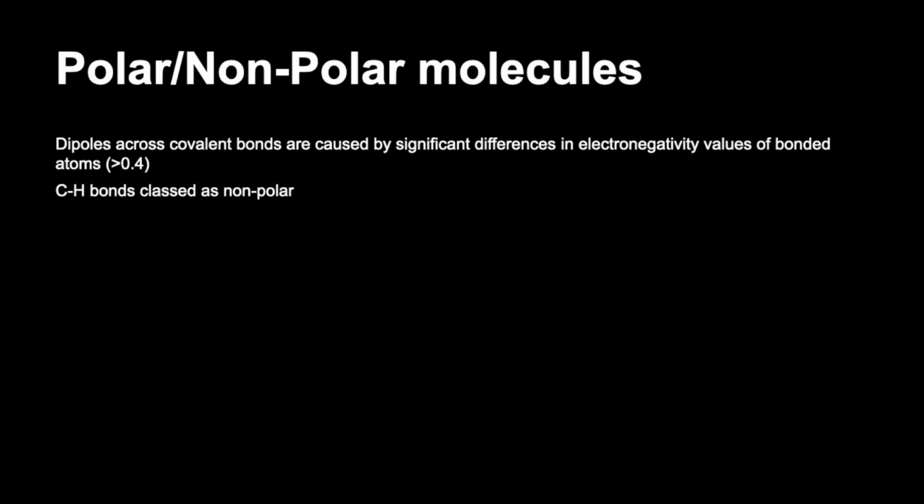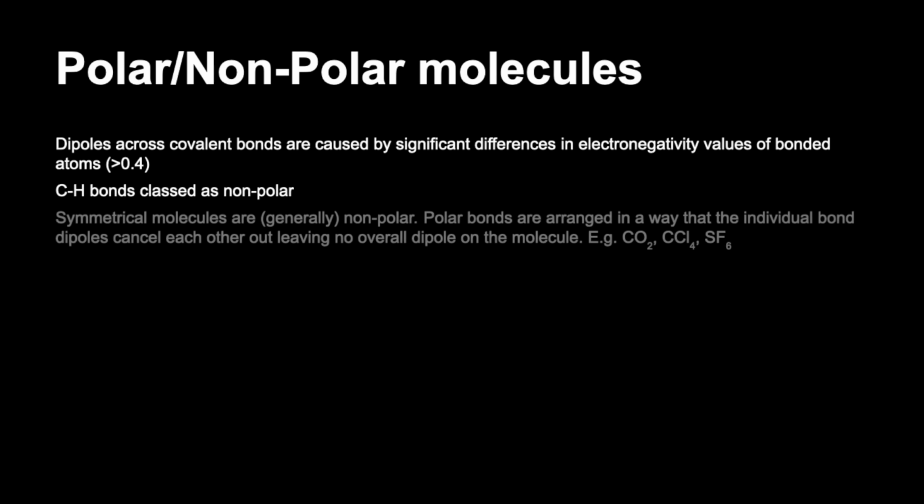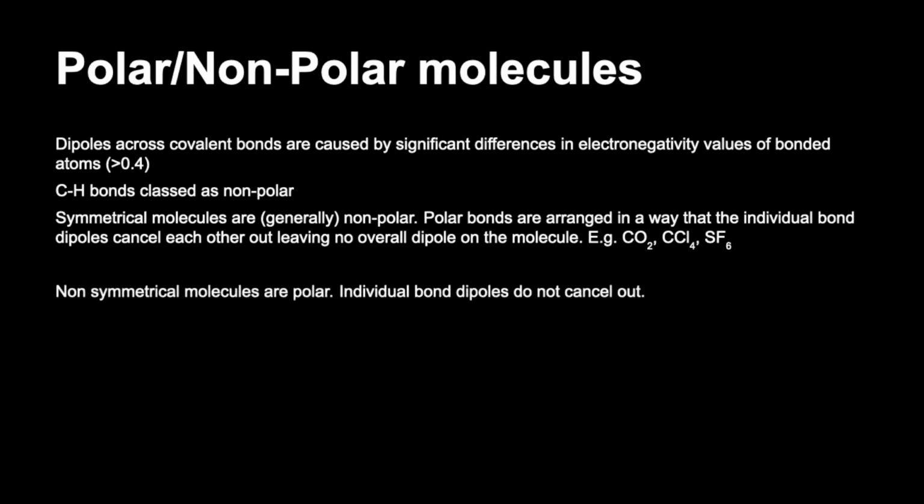So what causes the overall molecule to be polar or non-polar? Well, we'll start with symmetrical molecules. They're generally non-polar, and that's because the polar bonds are arranged in a way that the individual bond dipoles cancel each other out. So there's no overall dipole on the molecule. There's 3 examples for you: CO2, CCl4, SF6. So if you've got a non-symmetrical molecule, they are polar, and that's because the individual bond dipoles don't cancel out.